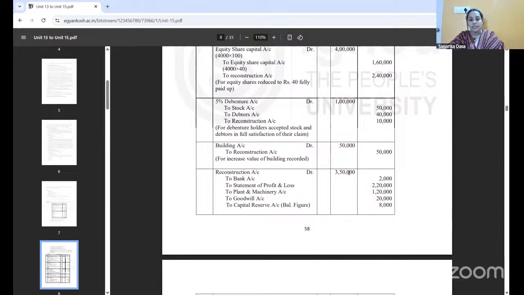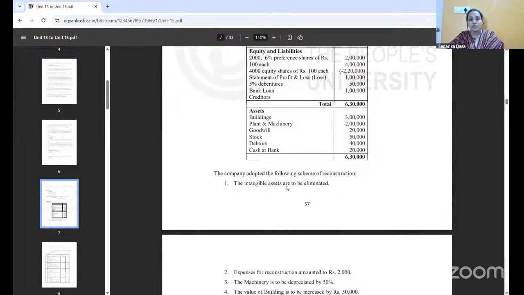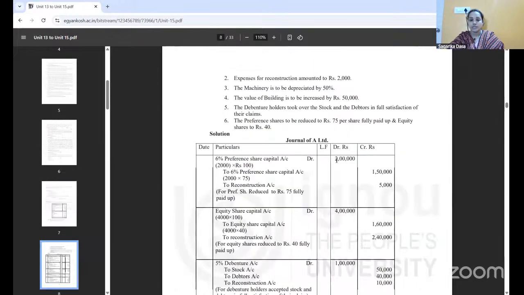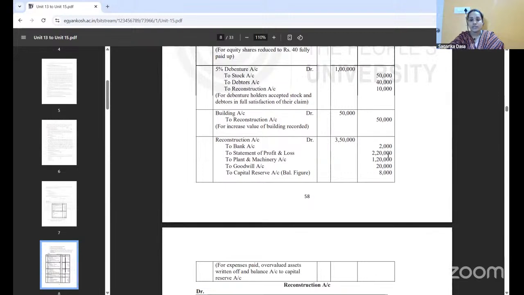ఇది ఇప్పుడు మనం దేనికి యూజ్ చేస్తాము అని అంటే లాస్ ని రైట్ ఆఫ్ చేయడానికి. సో లాస్ ని రైట్ ఆఫ్ చేయడానికి మనం ఏదేది యూజ్ చేస్తాము అని అంటే ఒకటి స్టేట్మెంట్ ఆఫ్ ప్రాఫిట్ అండ్ లాస్ అకౌంట్ అని ఉంది. ఇది మనకి 2,20,000. సో 2,20,000, ప్లాంట్ అండ్ మెషినరీ రెడ్యూస్ అయింది కాబట్టి 1,20,000, గుడ్ విల్ 20,000, క్యాపిటల్ రిజర్వ్ బ్యాలెన్సింగ్ ఫిగర్ మనకు వచ్చింది 8,000.